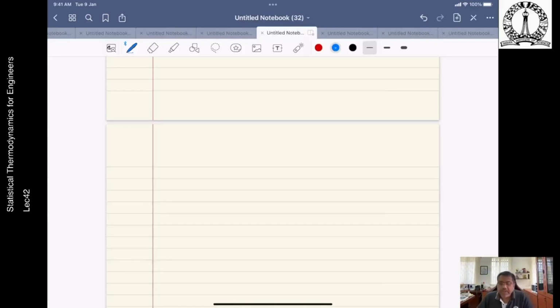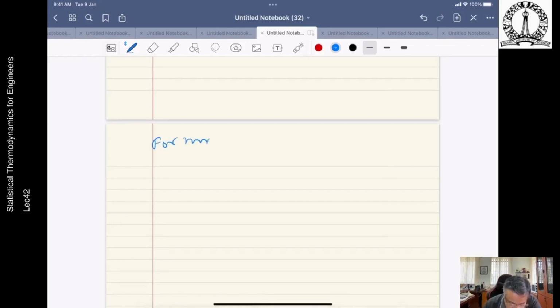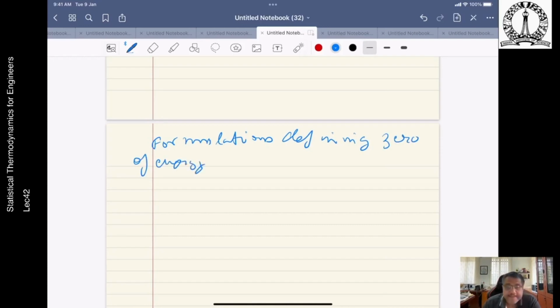So welcome to lecture number 42 of the Statistical Thermodynamics course. In this particular lecture, we have already said that the zero of energy is pretty critical, and we said there are four possibilities that we can calculate it. Let's write, following Landau, the formulations defining the zero of energy for a diatomic molecule.